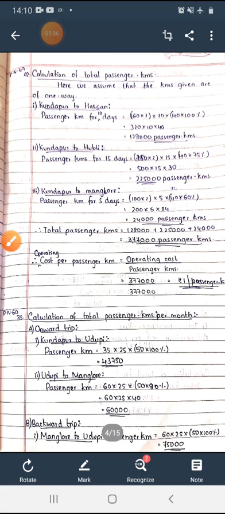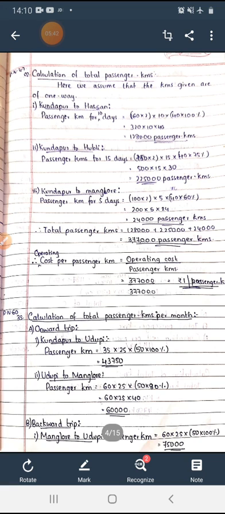Now see, there are three ways, right? In the previous video there was only one way, so we calculated the passenger kilometers once. Here, three different ways are there, so we need to find out the passenger kilometers separately, and at last we can add them. First one, Kundapur to Hassan, first 10 days. The distance is 160, again coming back Hassan to Kundapur, 160 into 2, into days.